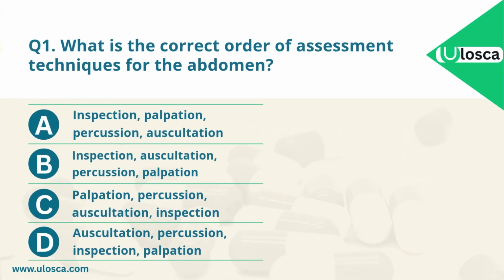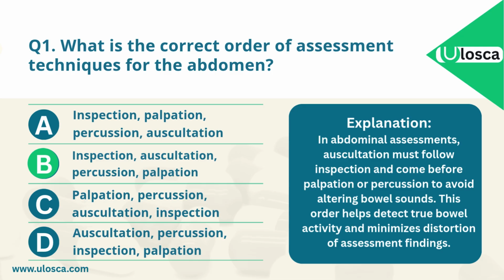The correct answer is B. Inspection, auscultation, percussion, palpation. Explanation. In abdominal assessments, auscultation must follow inspection and come before palpation or percussion to avoid altering bowel sounds. This order helps detect true bowel activity and minimizes distortion of assessment findings.